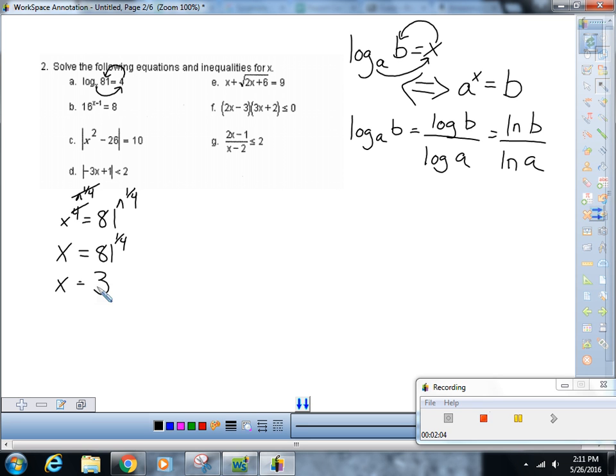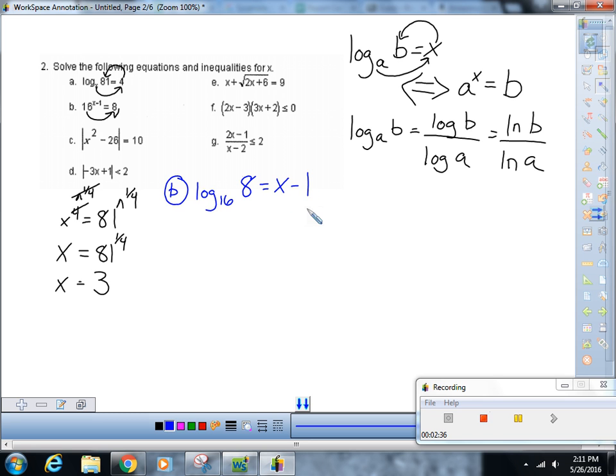Okay? 16 to the X minus 1 equals 8. Well, now we're going to go the other way. Okay? 16 is the base. So I'll change my color here so you know which one's part B. So now I'm going to say the log base 16 of 8 equals X minus 1.